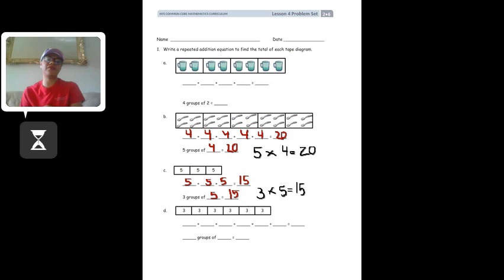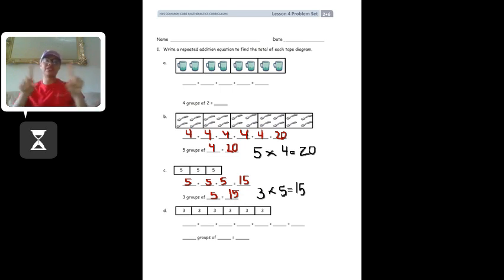Then I'm going to add another 3, because there's another 3 in my third group. And then I'm going to add plus 3, because there's 3 in my fourth group. And then I'm going to add another 3, because there's a 3 in my fifth group. And then I'm going to add one more 3, because there's a 3 in that last equal rectangle in my tape diagram. So what I did is I added all those 3's up in order to find the total.